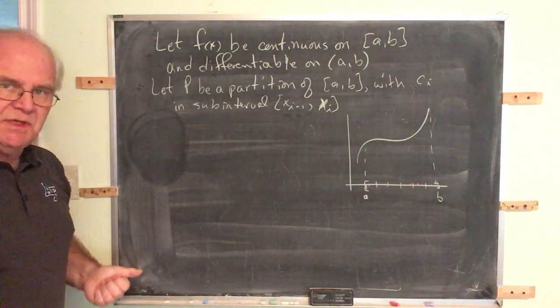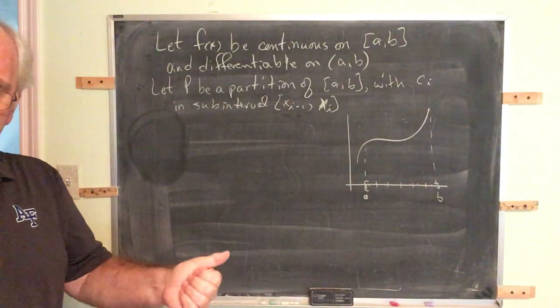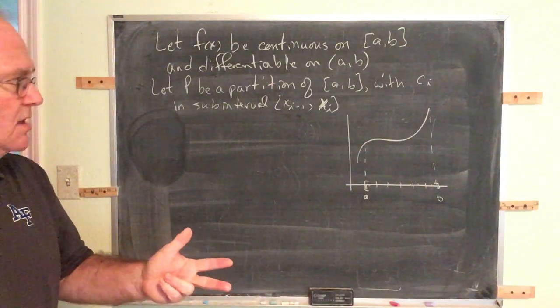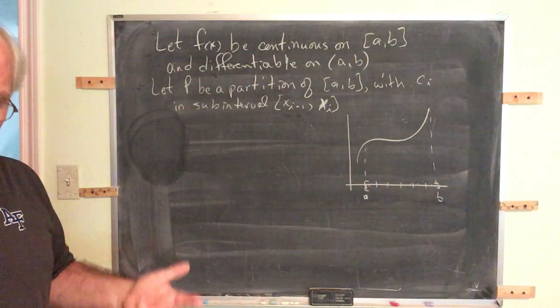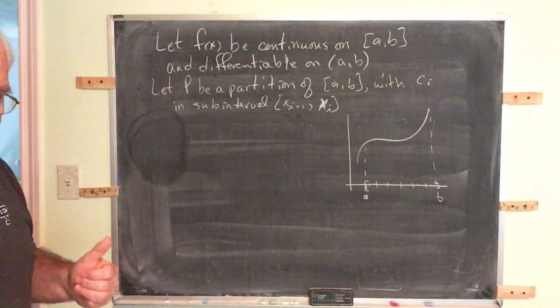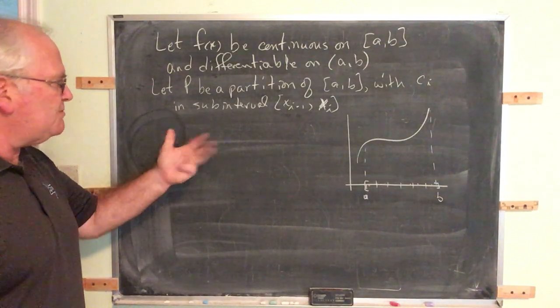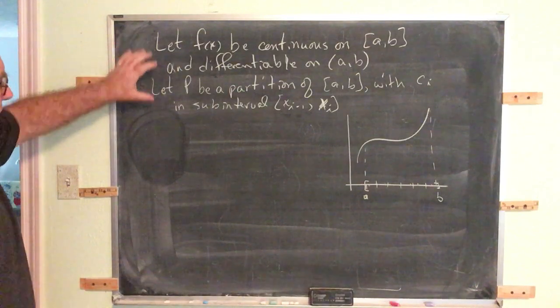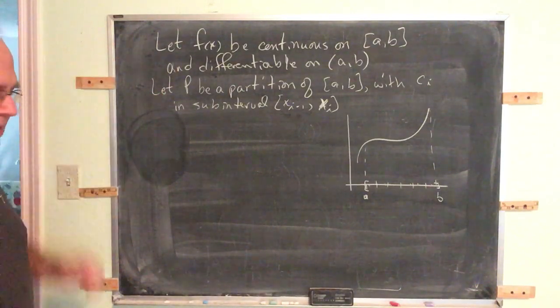Recall, if it's continuous and differentiable, continuous means we have no holes, no jumps, no vertical asymptotes, and differentiable means we have no cusps. This is a smooth curve. That's the technical word, a smooth curve. No holes, no jumps, no vertical asymptotes, and no cusps. If we have that, and then we have the partition, then we may construct the Riemann sum.